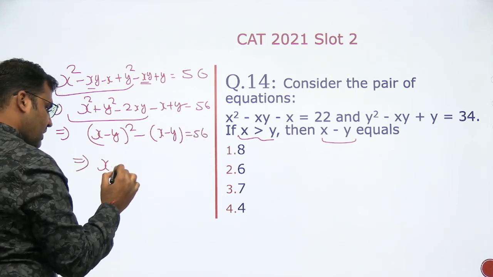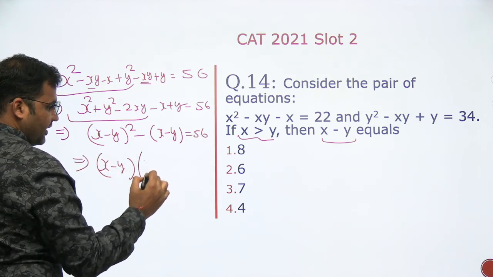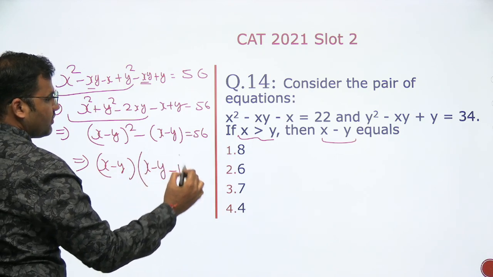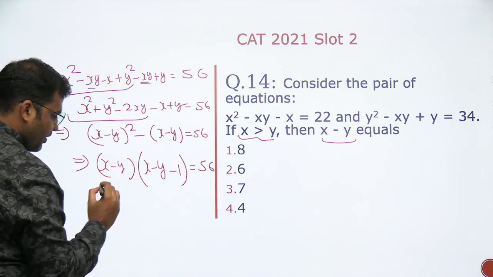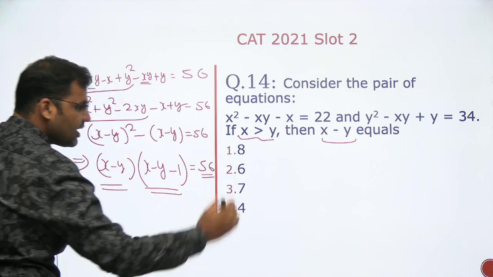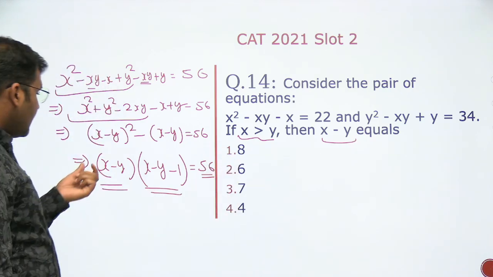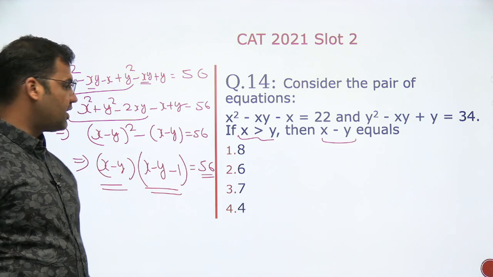Now, this is x minus y. x minus y can be taken as common. Minus 1 is equal to 56. Now, the product of these two numbers is equal to 56. The product of these two numbers should be 56.